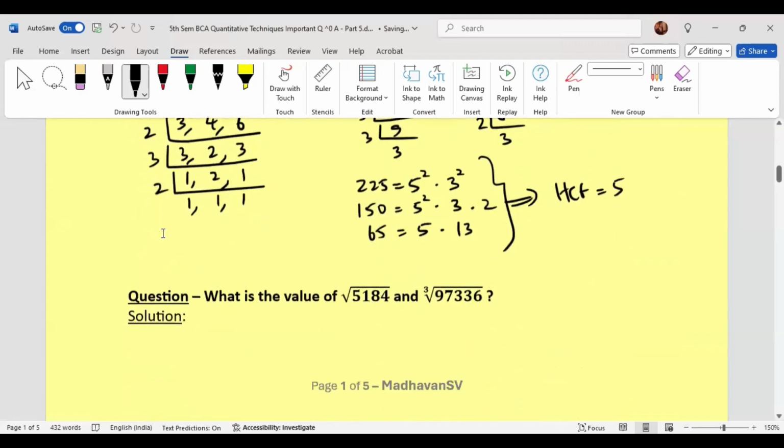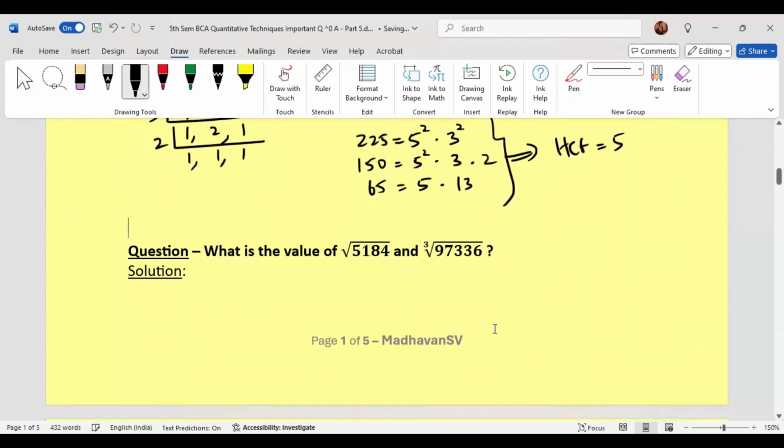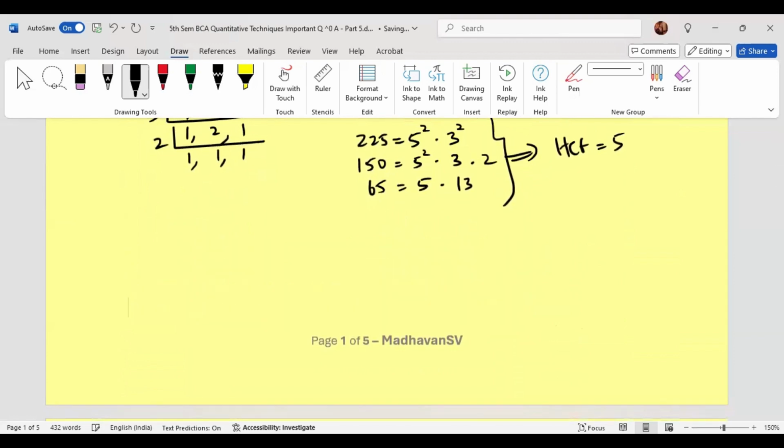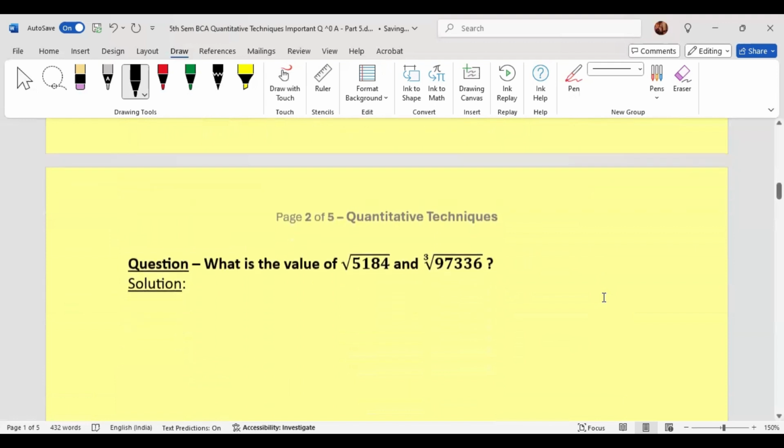Let us move on. What is the square root of 5184? Let us do it in two parts. First one is square root of 5184. From the last, unit digit, ten digit, put a comma. So two digits. First one, 7.